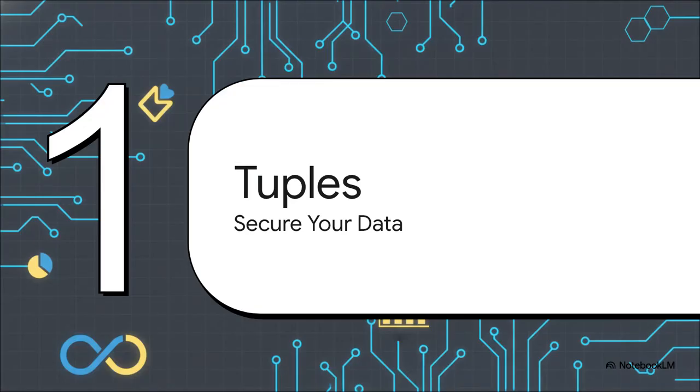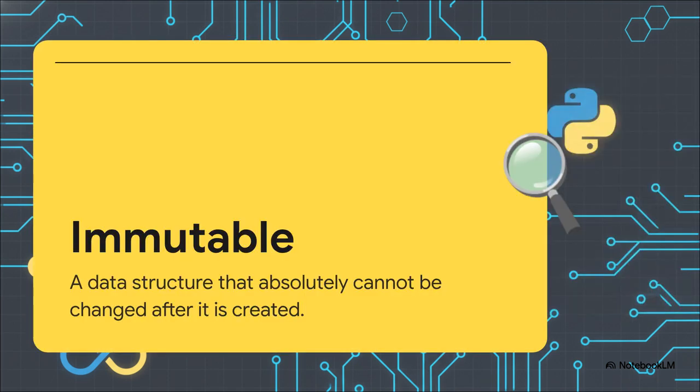Section 1. Tuples. Secure your data. Think of a tuple as the locked vault of Python data storage. And the absolute most important word you need to remember here is immutable. Seriously, lock that into your brain. It's a must-know term for technical interviews. Immutable just means a data structure literally cannot be changed after it is created. Once that vault is locked, it's locked.